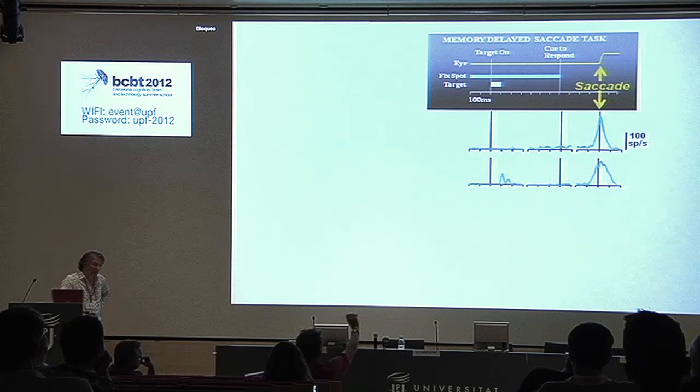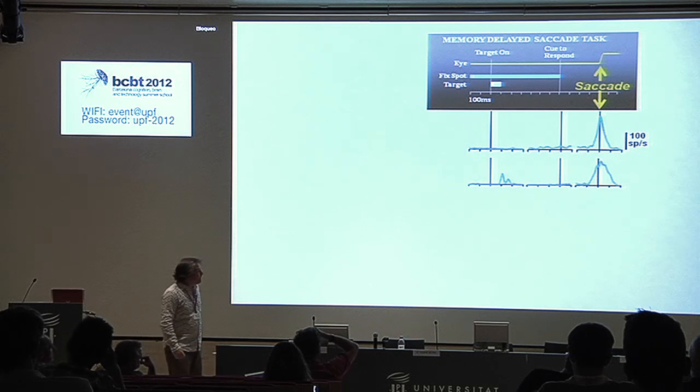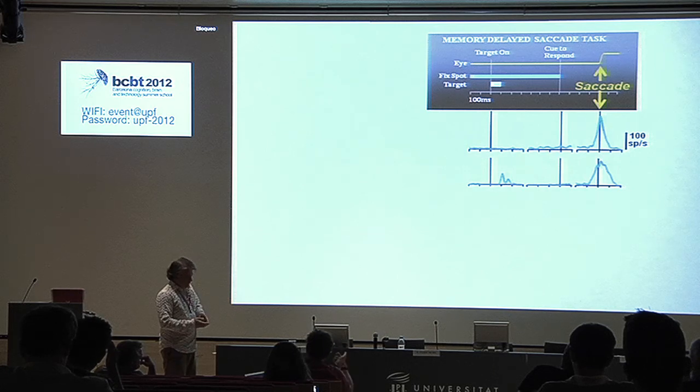Just for clarification, you say here that it is possibly a corollary discharge because it's just before the saccade. But if you look here at the alignment, it seems to peak when the saccade is initiated. So what should be the latency? What's the minimum latency you think you need to be able to speak of a corollary discharge?